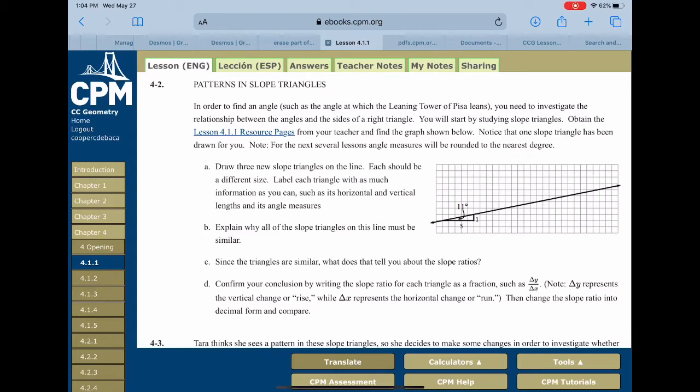On to problem 4-2, patterns in slope triangles. At this point, hit pause and read through the introduction, as well as letter A. Hit play when you've done so.